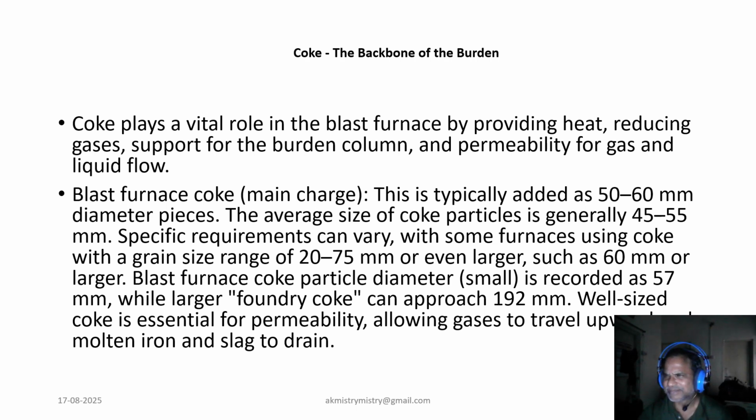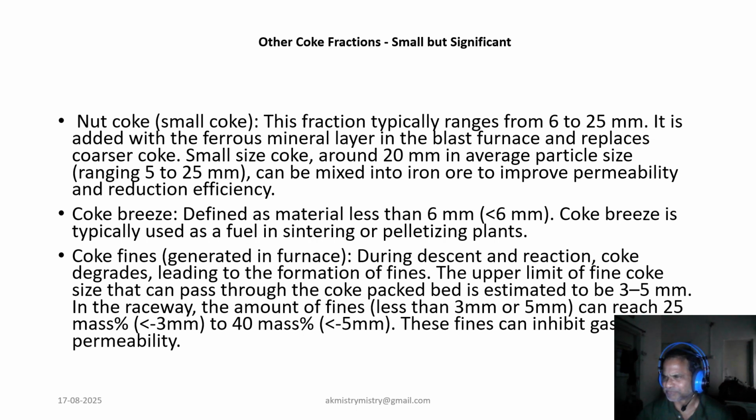Now, coming to our next slide, which is about nut coke. Beyond the main blast furnace coke, other fractions like nut coke also play a very important role. We have nut coke, often called small coke, which typically ranges from 6 to 25 mm. This is added with the ferrous mineral layer in the blast furnace and can replace some coarser coke. A small size coke around 20 mm in average particle size, ranging from 5 to 25 mm, can even be mixed into iron ore to improve permeability and reduction efficiency.